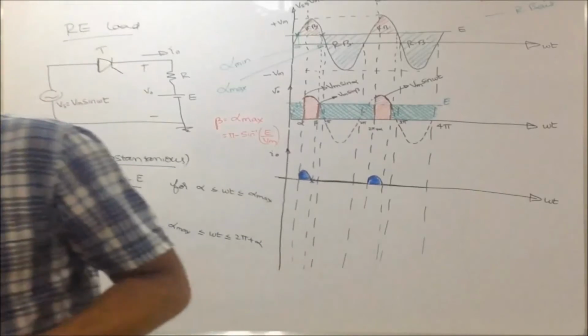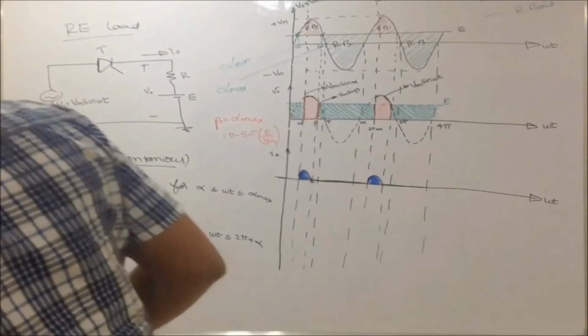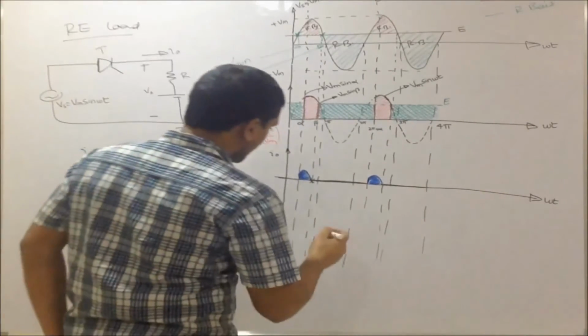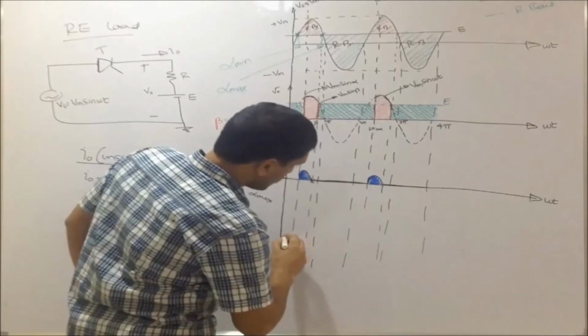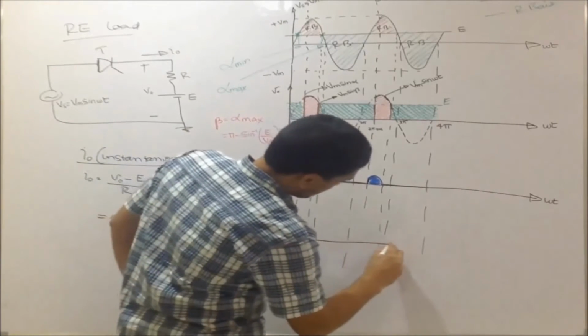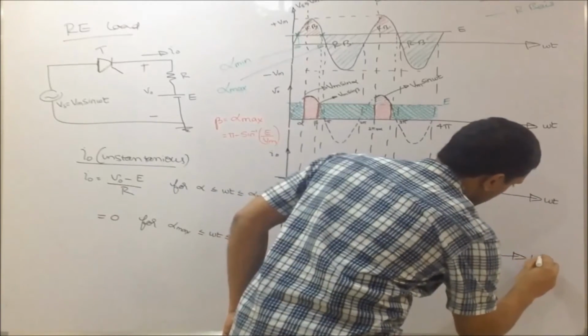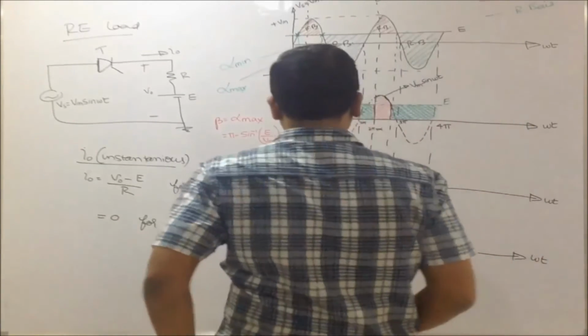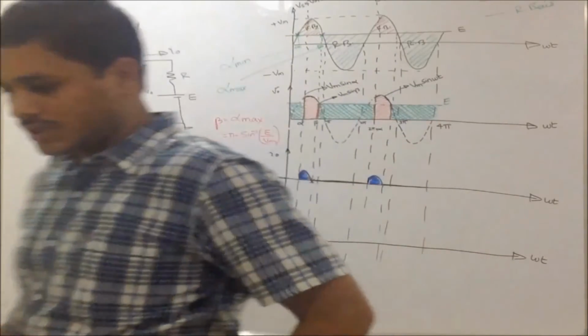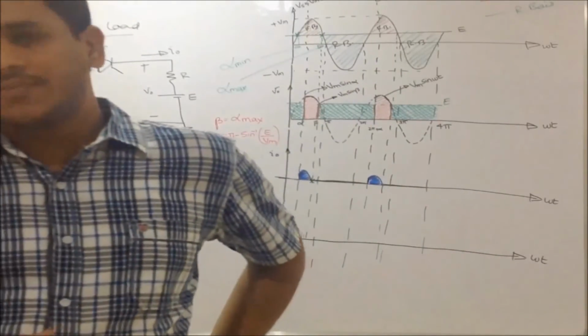Now we want to draw the waveform of Vt. Why do we want the waveform of Vt? To know the peak inverse voltage, or to know the commutation time. Okay, the commutation time.